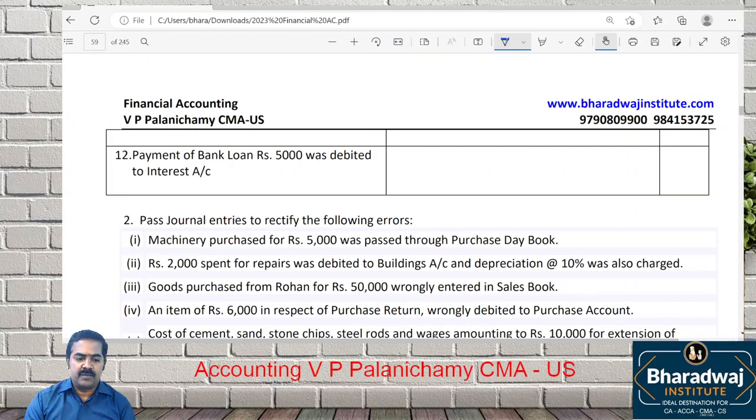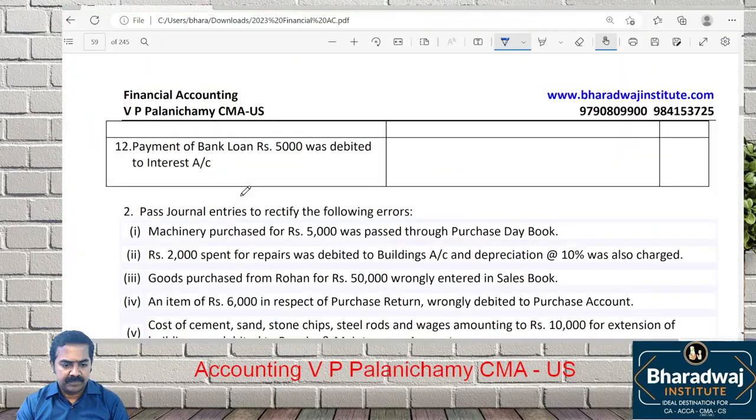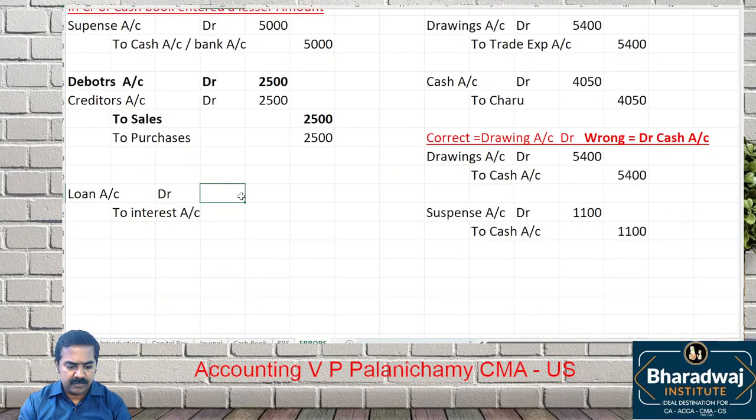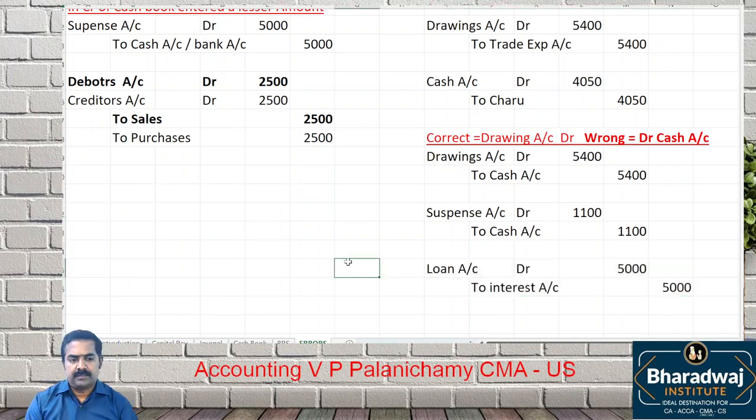Then payment of bank loan was debited to which account? Interest account. So when you repay the loan, what entry do you have to pass? Loan account to cash or bank you have to put, but they wrongly debited which account? Interest account. So interest is to be cancelled by crediting. How much? 5,000. When you repay the loan, loan account to cash account. Wrongly interest was debited, cancel that by crediting interest account. Done?